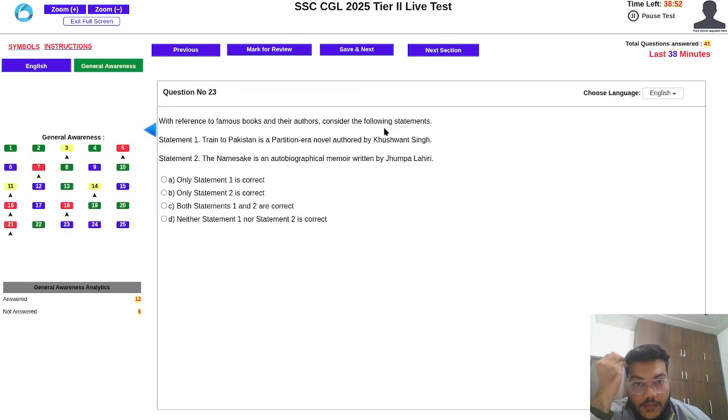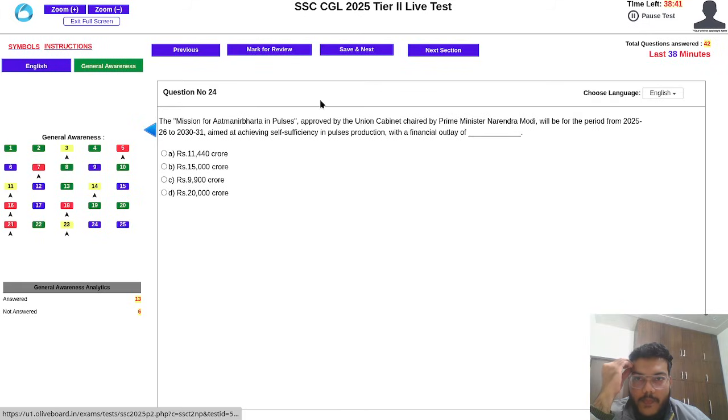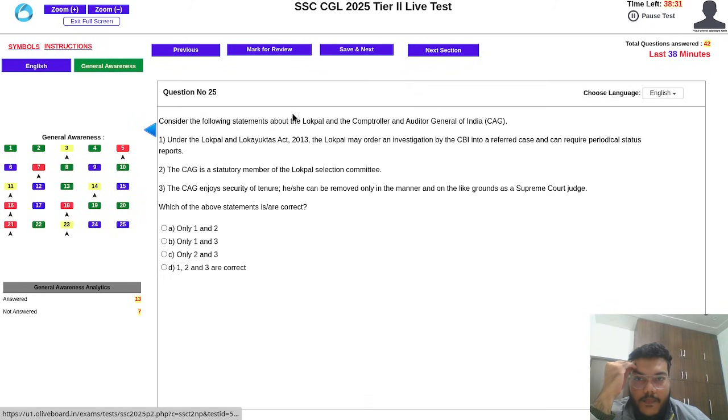फेमस बुक्स ट्रेन टू पाकिस्तान पार्टीशन खुशवंत सिंह ठीक है. नेम सेक दोनों ठीक कर देते हैं भाई. देखेगा तो तुक्का तो मारते हैं. द मिशन फॉर आत्मनिर्भर इम्पल्सिस फाइनेंशियल आउटले नहीं पता भाई.